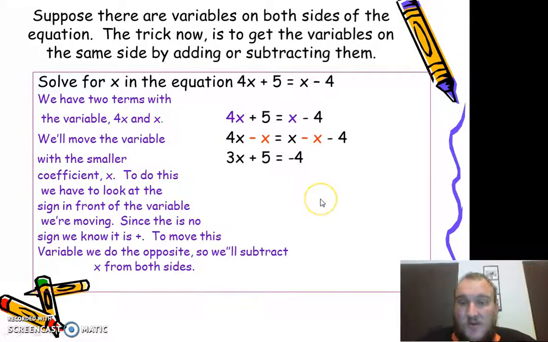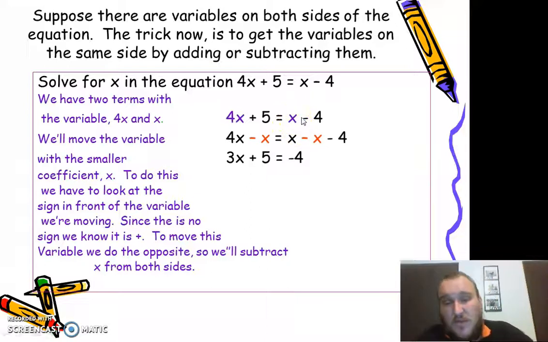Okay, what about if we've got variables on both sides? Now this can be a bit confusing, but if you look at it, we've got 4x plus 5 equals x take away 4. Now, we want to get the x's on the same side, so usually I like to keep working with the positives because I'm a positive kind of guy. We're going to take our x from this side because there's only one x on this side. What we're going to do is take away that x.